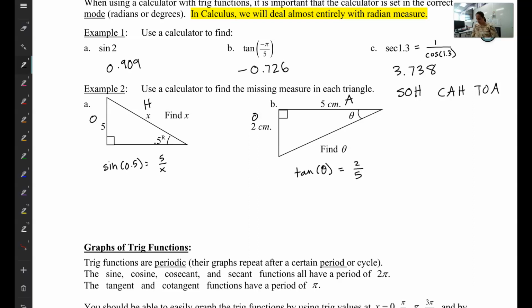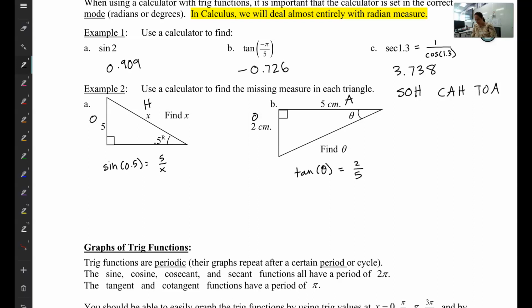Okay, you should have gotten sine of 0.5 equals 5 over x for the first one. We know it's sine because we have the opposite side of our angle and the hypotenuse. So when I think SOHCAHTOA, SOH would be sine, opposite and hypotenuse. We know this one has to be tangent because we're using opposite and adjacent. SOHCAHTOA, so we need tangent. So then we set them up like that.